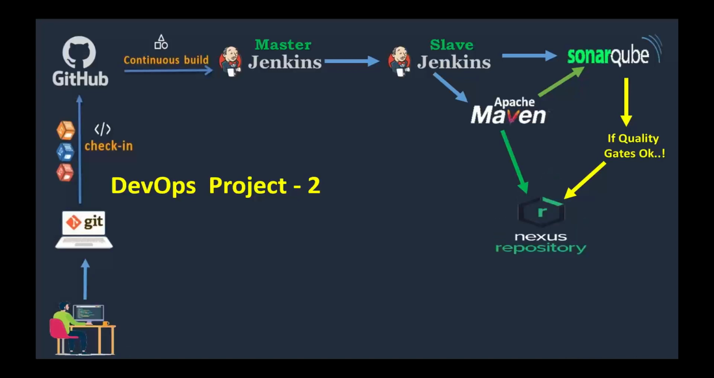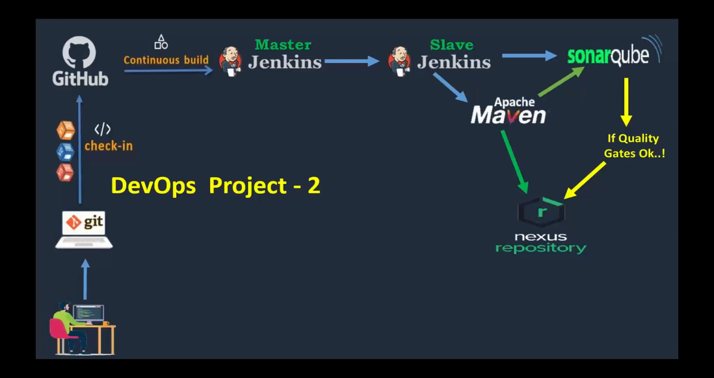Whatever we build, that artifact we are going to store in the Nexus repository. When we are building, if the code quality gates are okay, if SonarQube certifies based on those quality gates, then we send the next command to packaging with the help of Maven. By using Maven, we build the package. Once we build the package, only then does it move to the Nexus repository.